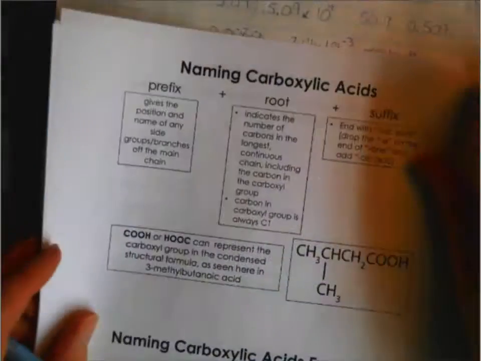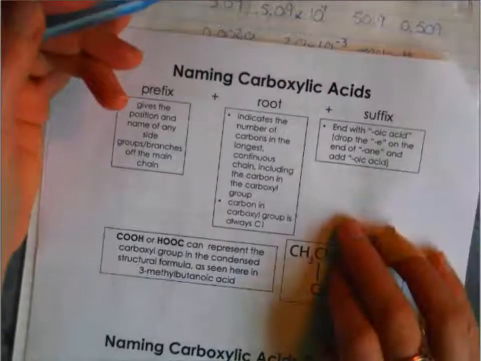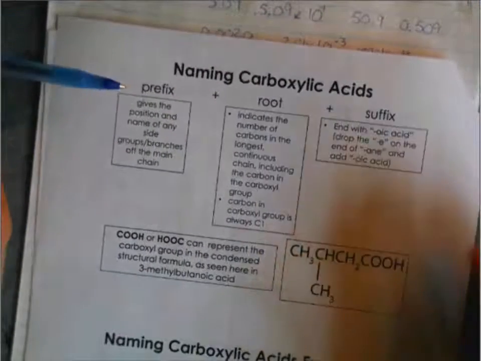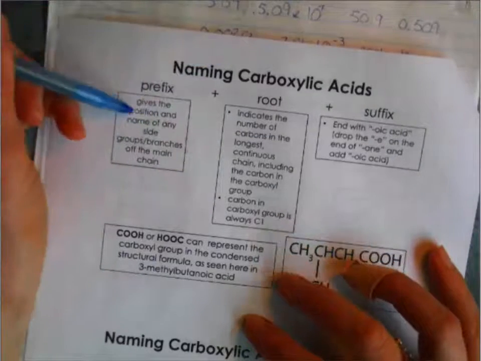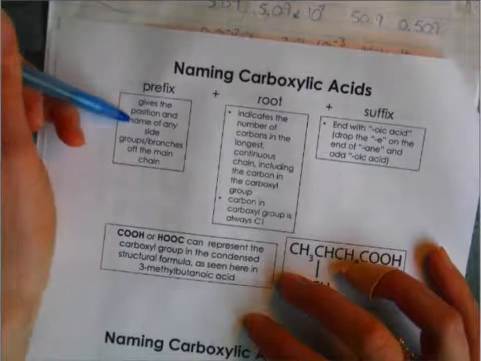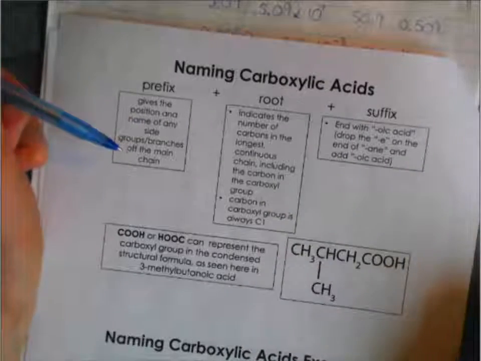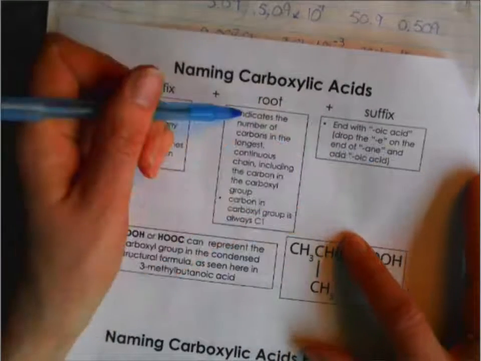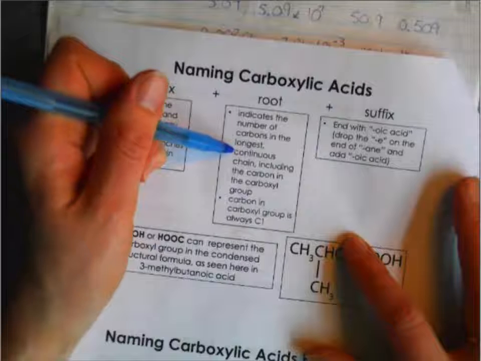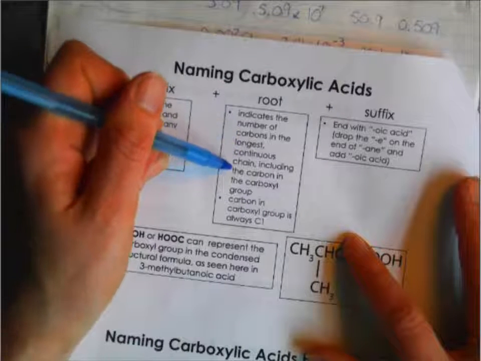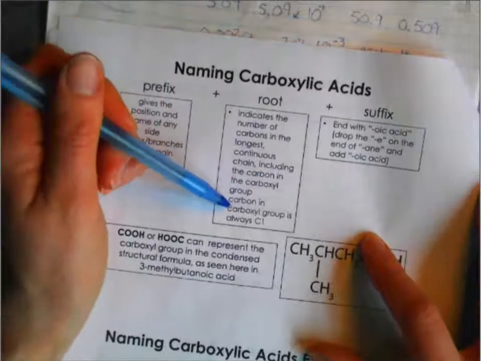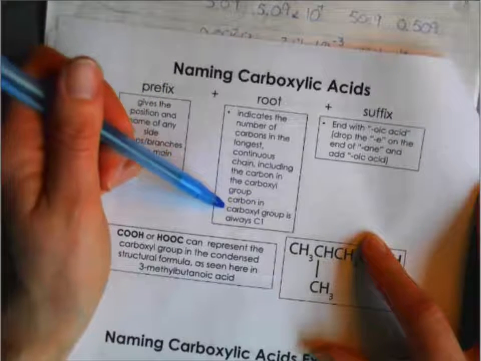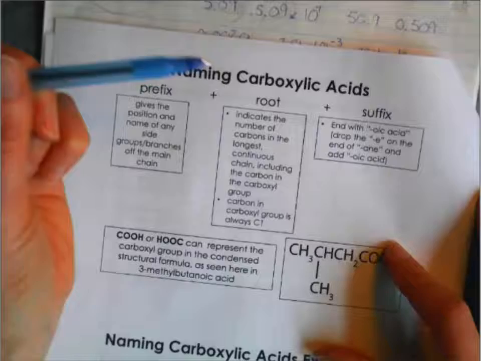Yeah. So let's look at what the naming rules would be, because I think you mentioned that you didn't like that they don't do steps. The naming is basically the same as with an alcohol. So the prefix, again, is going to give the position and name of any groups that would be off the main chain. The root is where you count the longest continuous chain of carbons that include the carbon in the carboxyl group. The carbon in the carboxyl group always has to be numbered number 1.